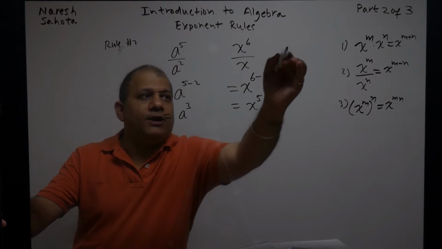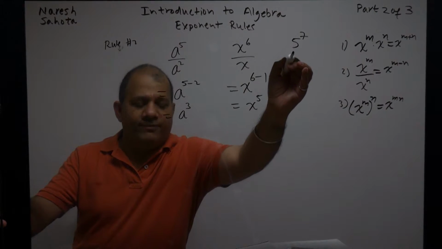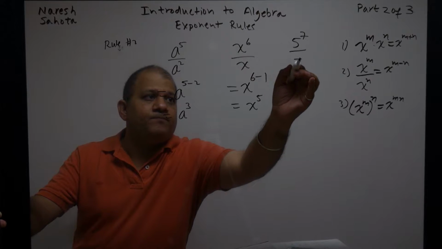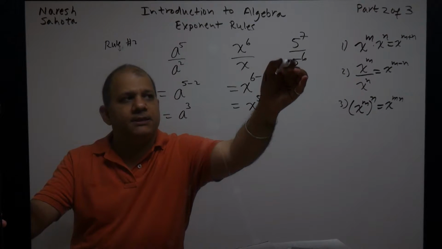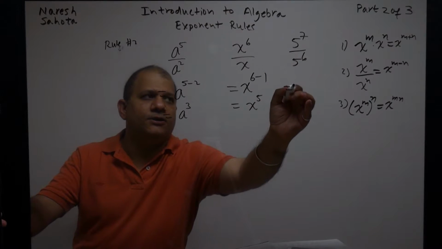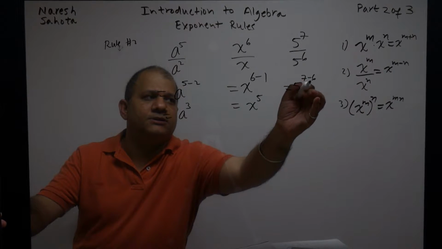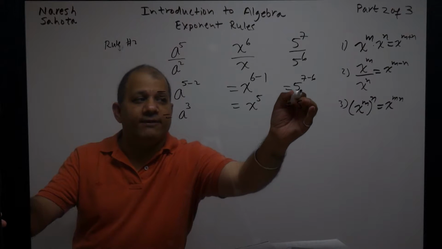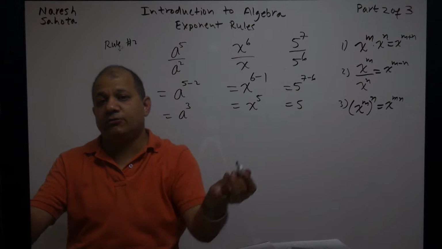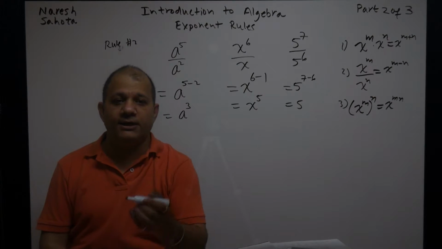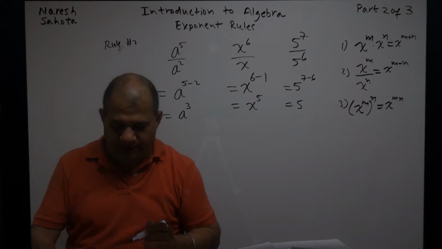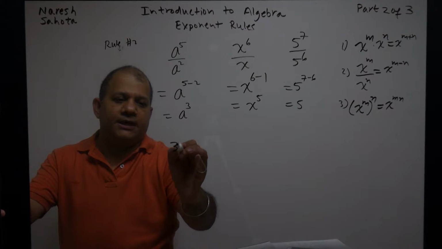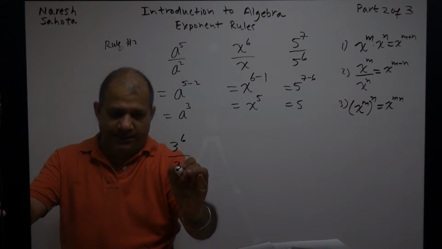And now let's try another one. 5 to the 7 divided by 5 to the 6. Recognize we have the same bases in the numerator and the denominator, so we subtract the exponents. 7 take away 6, so that's 5 to the 1, and I'm just going to write it as 5. It's understood that there is an exponent of 1, so the answer there is 5. Now another example, 3 to the 6 divided by 3 to the 3.